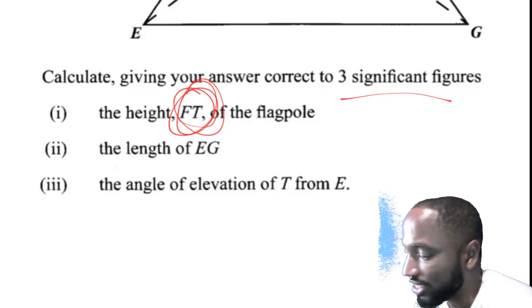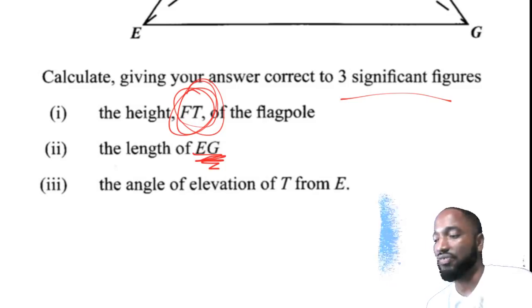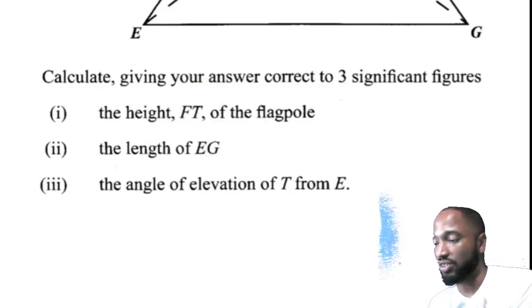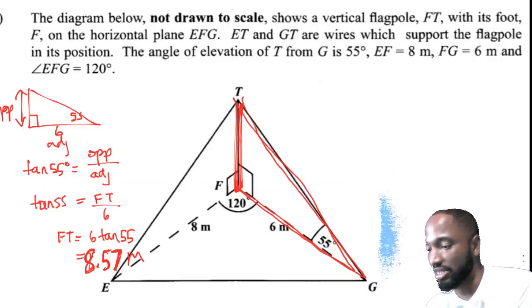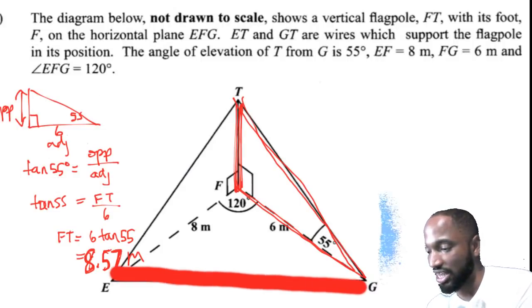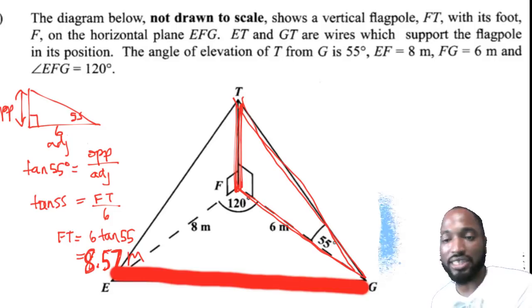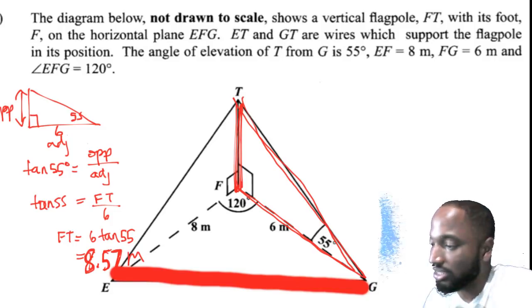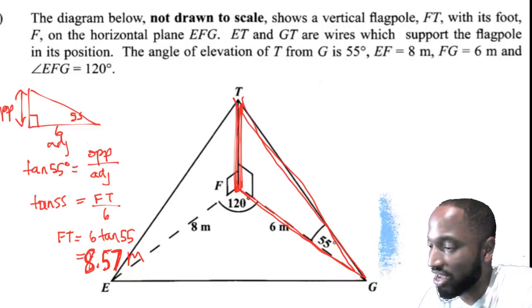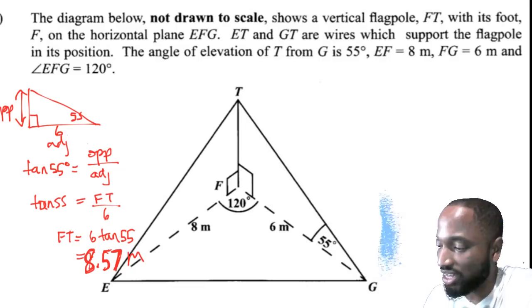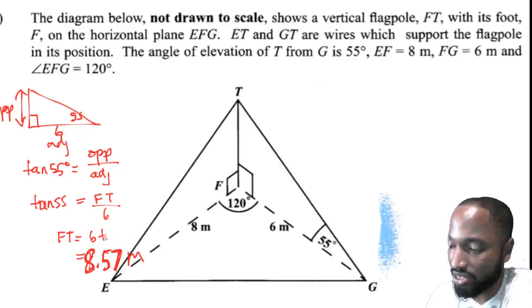So the length of EG now is what we want. We did the first part. What next do you want for us to do, CXC? You want us to find the length of EG. Where's EG? E to G is here. So that's a little weird, but it's not bad, because as soon as you see it, you look for the triangle that's associated with it.